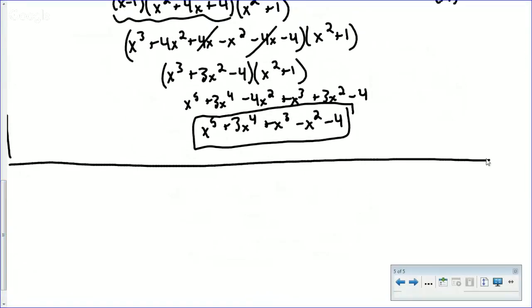All right, so now question number 4 says solve. So you got the square root of 3y minus 2 equals 3 minus the square root of 3y plus 1.